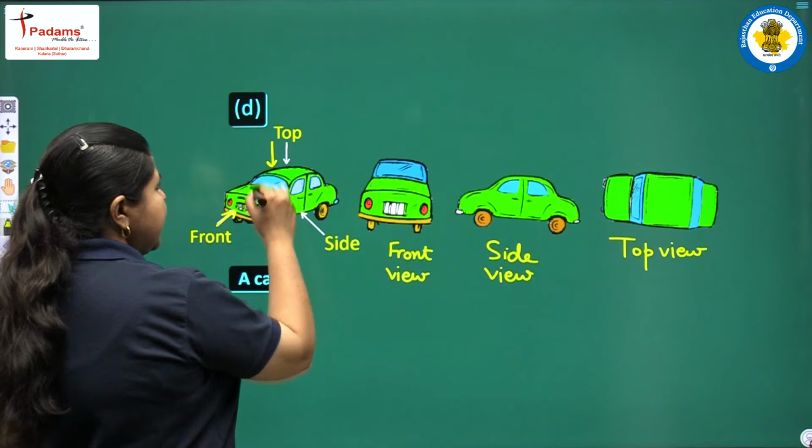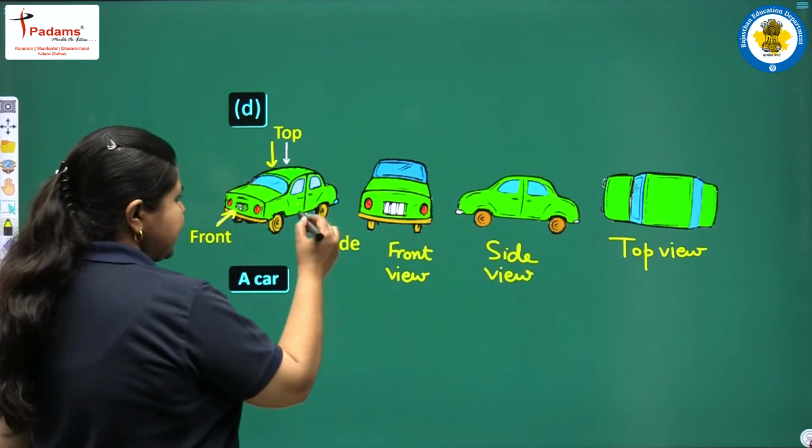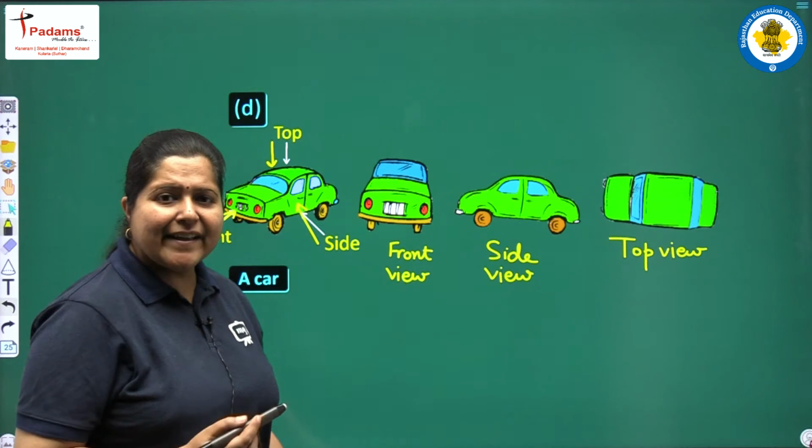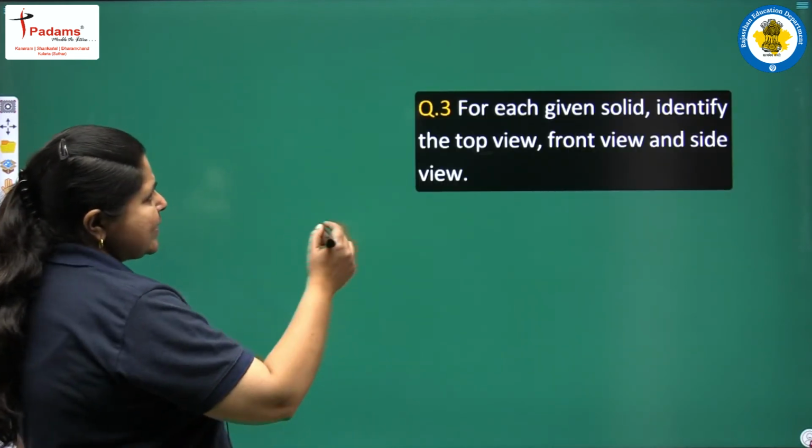ऊपर top से देखेंगे तो आपको ये view दिखाई देगा, side से देखेंगे तो ये view दिखेगा और सामने से देखेंगे तो ये view. It's clearly understandable. Next one is question 3.